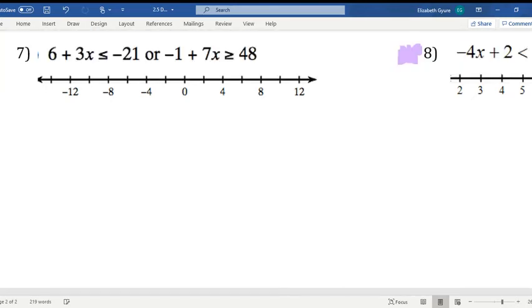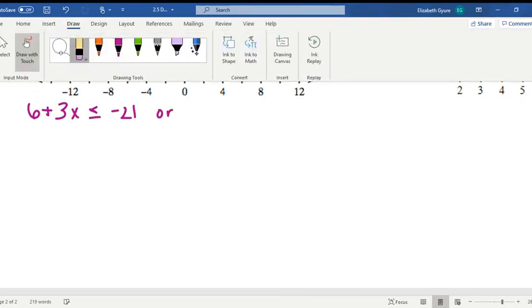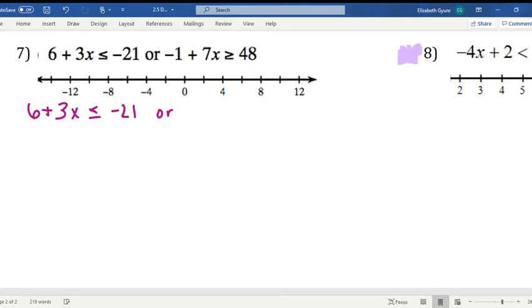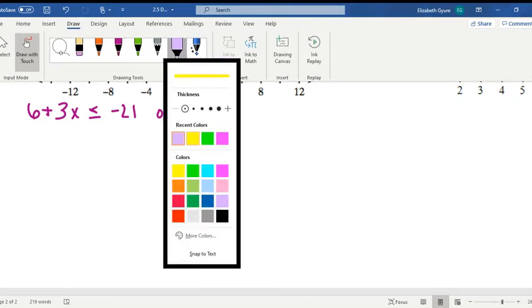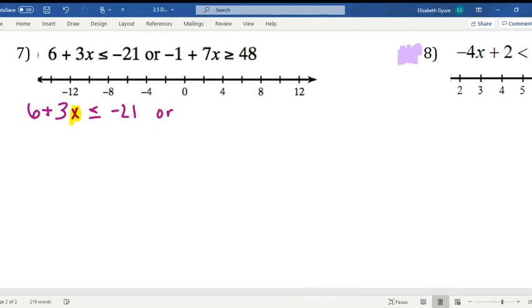I'm going to write down my left-hand side first. We have 6 plus 3x is less than or equal to negative 21, or, and I'm not going to worry about writing down the other side yet until we get there. So if I was working from my document camera, I would actually cover it up, but I can't on my computer. So we are trying to get our x by itself. We have 6 plus 3x. Hannah, what do you think I would do first?